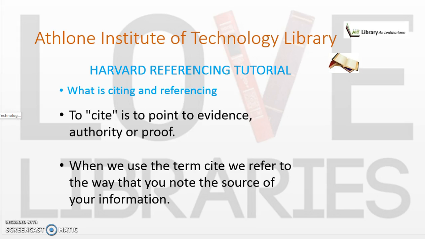What is citing and referencing? To cite is to point to evidence, authority, or proof. When we use the term cite, we refer to the way that you note the source of your information.